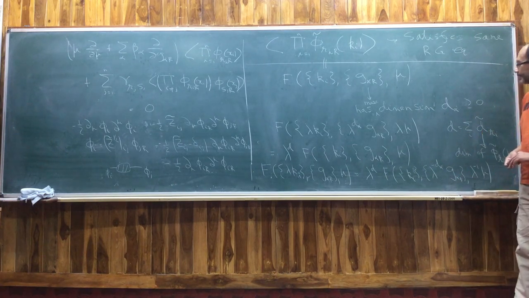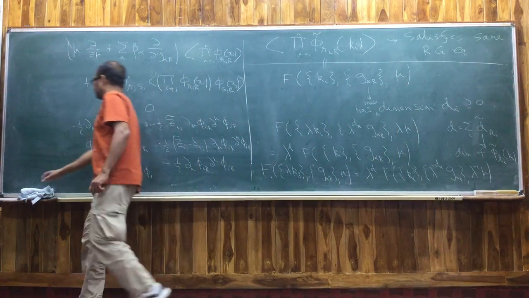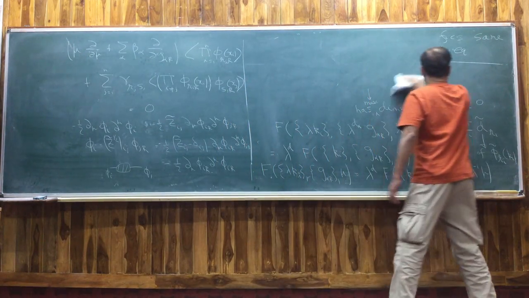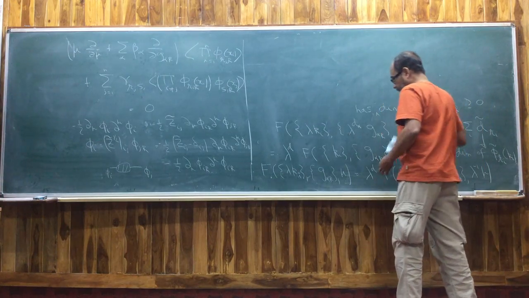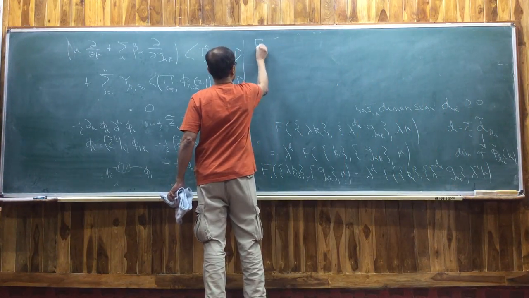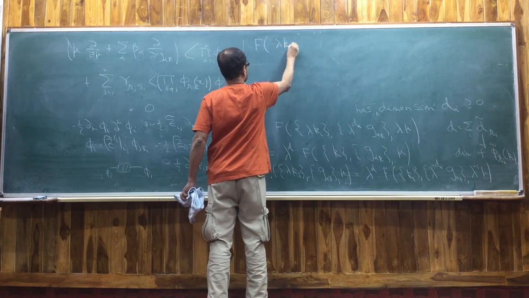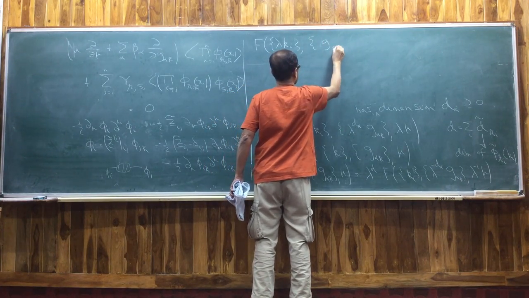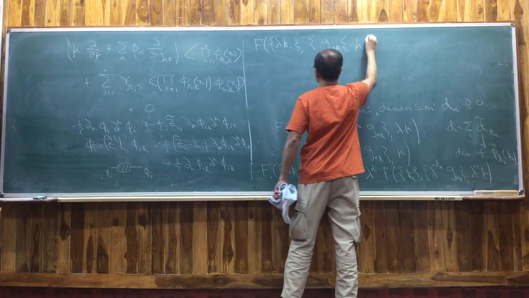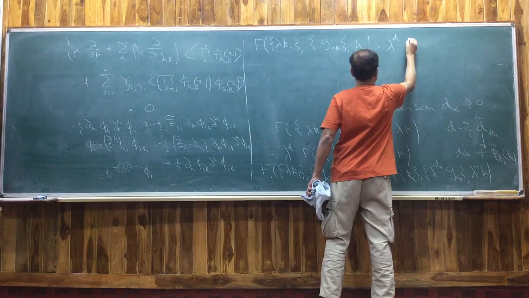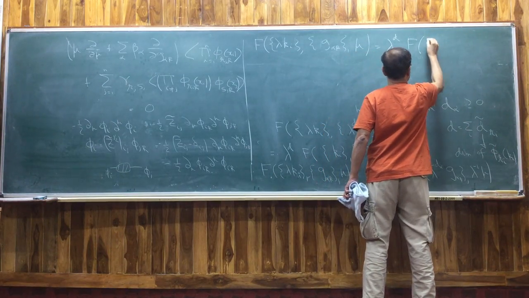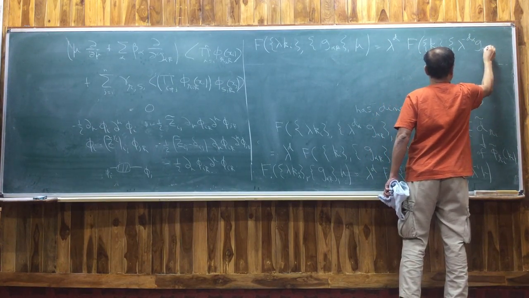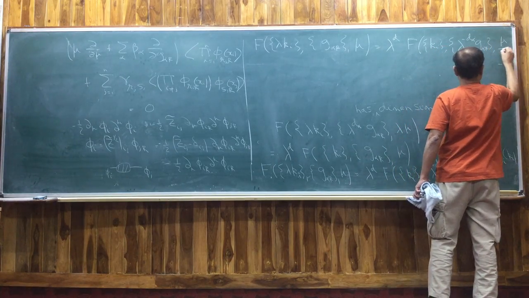So let's look at this equation. Maybe I write it on top. So, net result is that f of lambda ki, g alpha, mu is lambda to the d f of ki, lambda to the minus d alpha g alpha, mu over lambda.